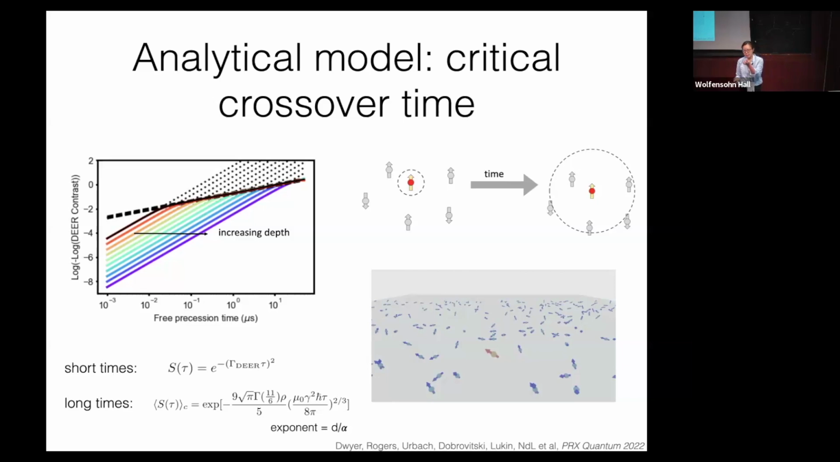No, I have a single NV center, and I'm just asking where I see this critical crossover time. It's still this DEER measurement, so I'm still looking at the free induction decay due to dipolar coupling from these surface spins.